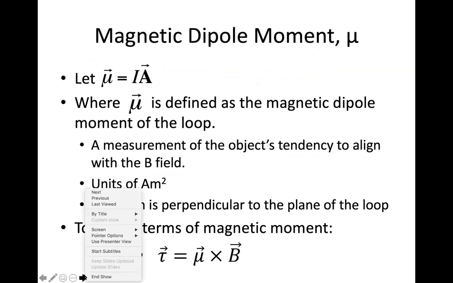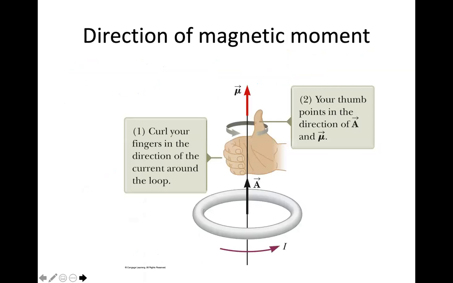Let's work some examples here and kind of figure out how this looks. Okay, so again, how do you find the direction of the magnetic moment? It's going to be perpendicular to the loop, so either straight up or straight down, and you find it by curling your fingers around with the current. So in this case, curl your fingers around counterclockwise as viewed from the top, and your thumb points up.